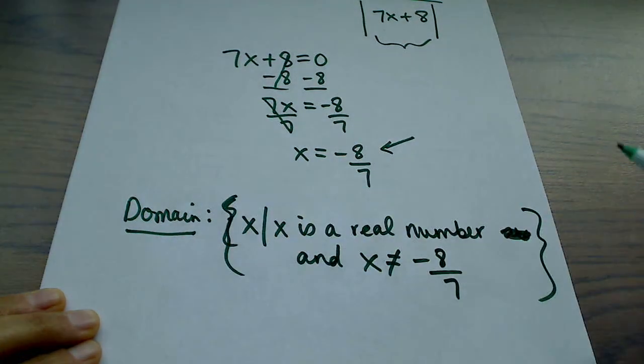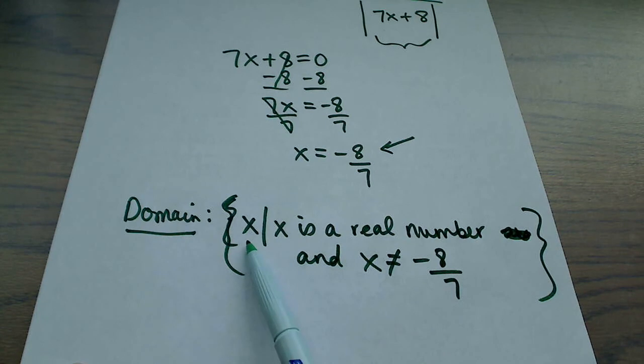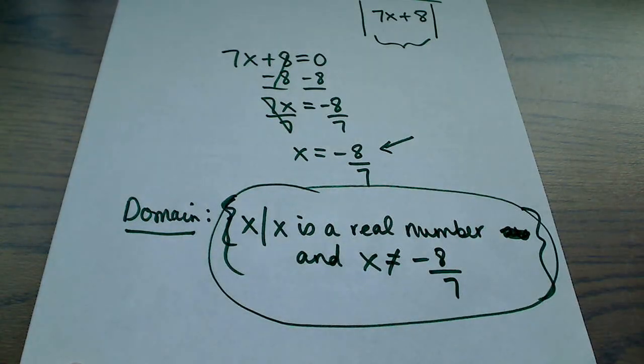So set notation always starts with a squiggle bracket, ends with a squiggle bracket, and we're always identifying the variable that we're speaking about. So we're talking about x, and we're talking about x in such a way that here's what we're saying about x. Okay, so this would actually be the domain for this problem.